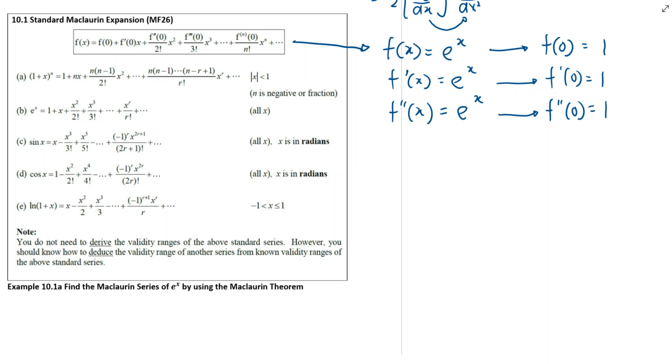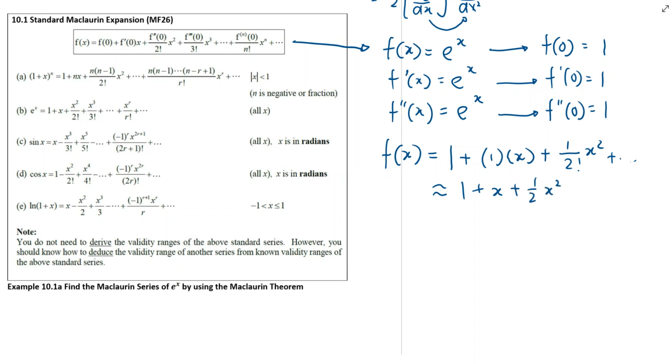Okay, so now all we need to do is to apply it into the Maclaurin theorem that says that f(x) is equals to f(0), which is 1, plus f prime 0, 1 times x, plus f double prime 0, 1 over 2 factorial x squared. And if you simplify it, plus dot dot dot, you're just going to get 1 plus x plus half x squared, which is over here. Okay, so this is how we use the standard series.